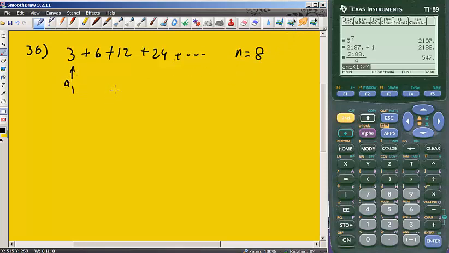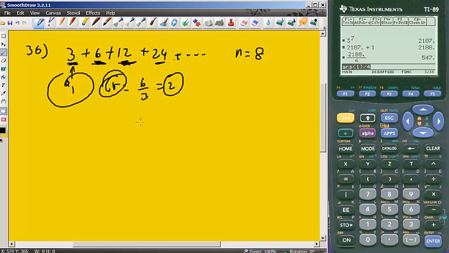That's my first term. So what about my ratio? How do you find the ratio? To find the ratio, you take any term and divide by the previous one. So 6 divided by 3 is 2. 12 divided by 6 is 2. 24 divided by 12 is 2. It will always be the same. So 2 is my ratio. So that's all I need. I need the first term, I need the ratio, I can find the sum. Well, I need the n, so I have that too.